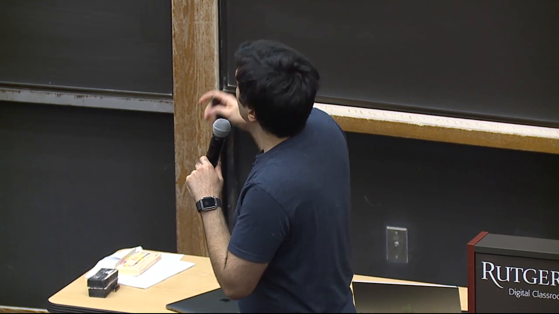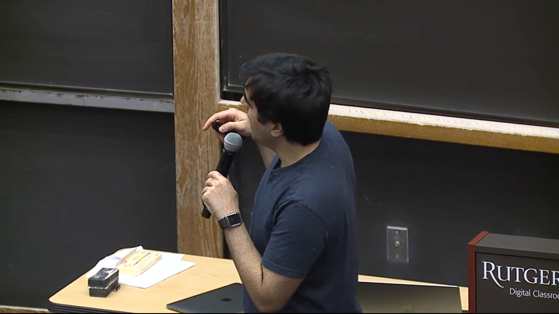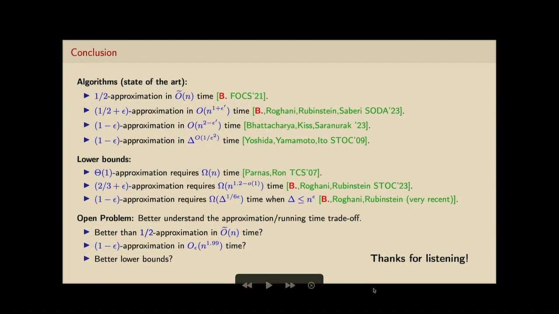Yeah, the LCA model is exactly the right thing to look at. So for example, the delta to 1 over epsilon squared algorithm of Yoshida et al. works in the LCA model. The lower bound of delta to 1 over epsilon also works in the LCA model. So yeah, it's a super interesting model as well.